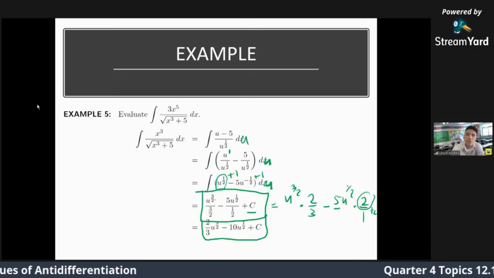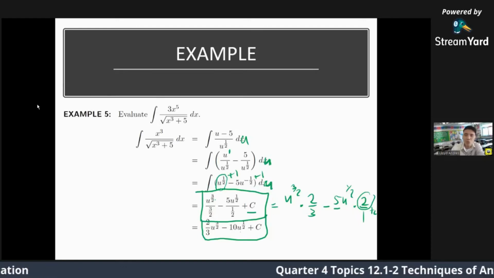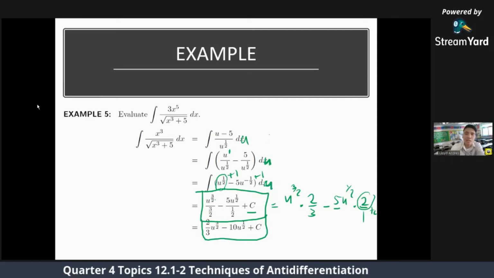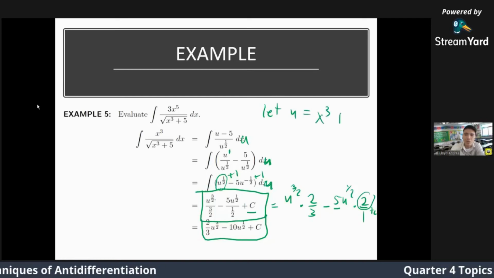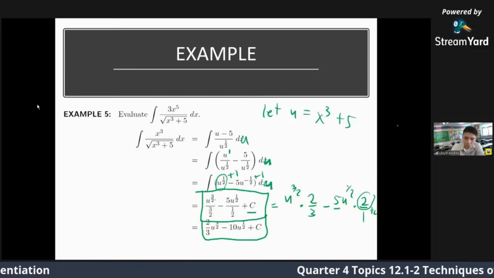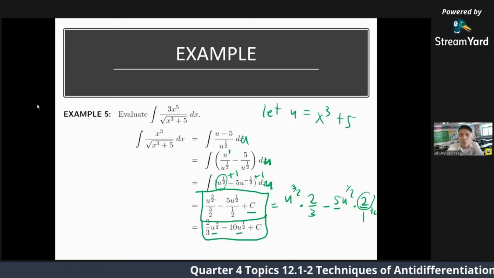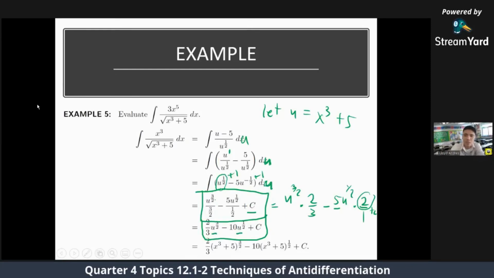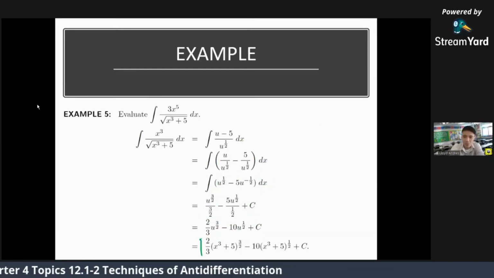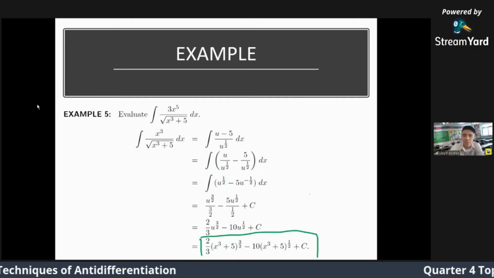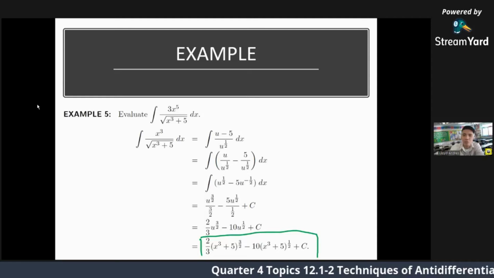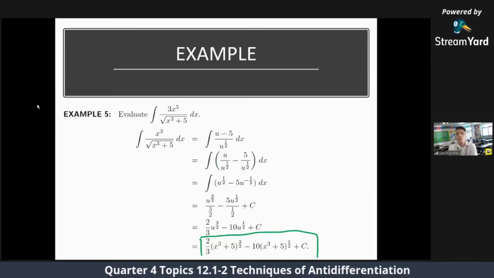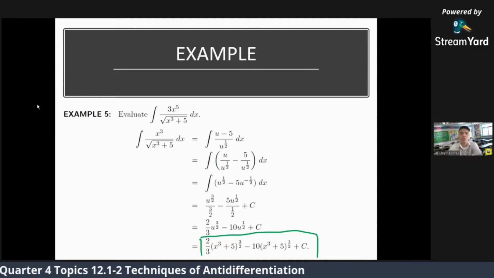And finally, since in terms of u pa lang man ta, we need to substitute balik tong gilet nato. Take note na naglet tag u as x cubed plus 5. So meaning tanang u diri, pulihan nimo og x cubed plus 5. So therefore your final answer is 2/3 times the quantity x cubed plus 5 raised to 3 halves, minus 10 times the quantity x cubed plus 5 raised to 1 half, plus c.